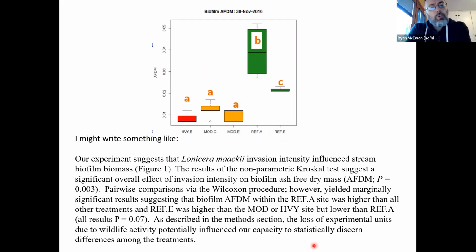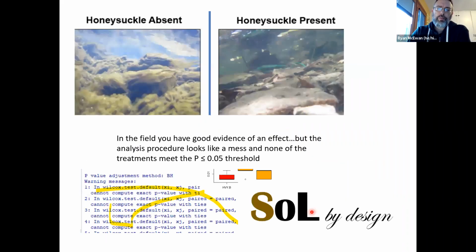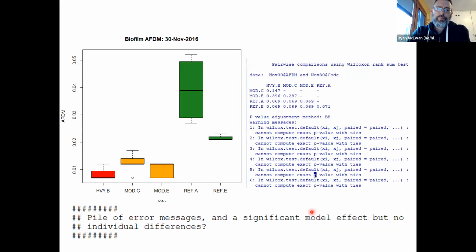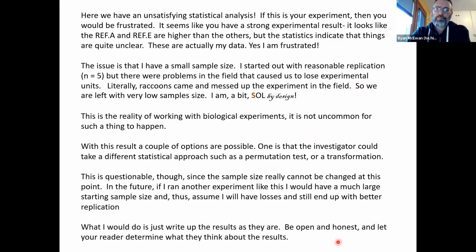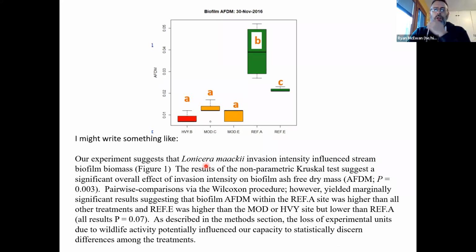Results of the non-parametric Kruskal test suggest a significant overall effect of invasion intensity on biofilm ash-free dry mass, AFDM, P equals 0.003. This is the overall treatment effect. Remember, go back up. That's this. Overall treatment effect. Results of the non-parametric Kruskal test suggest a significant overall effect of invasion intensity on biofilm ash-free dry mass, AFDM, semicolon, P equals 0.003.